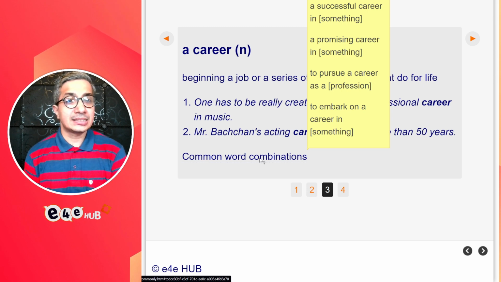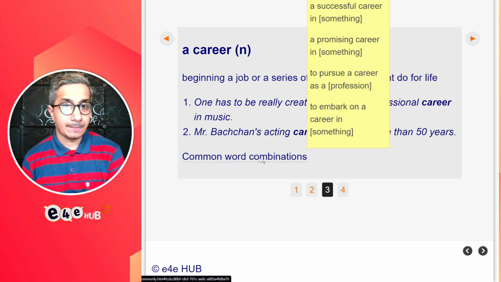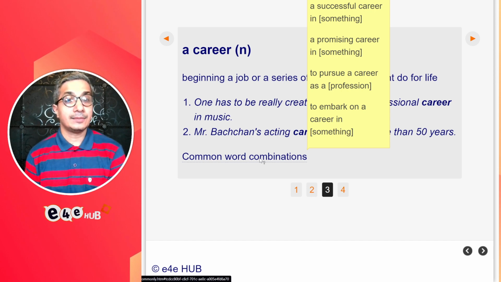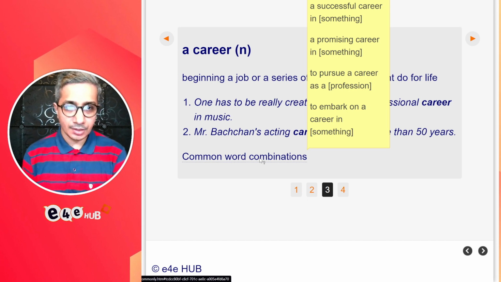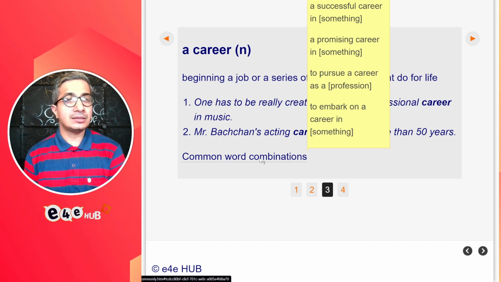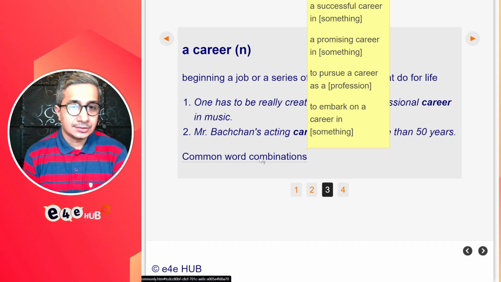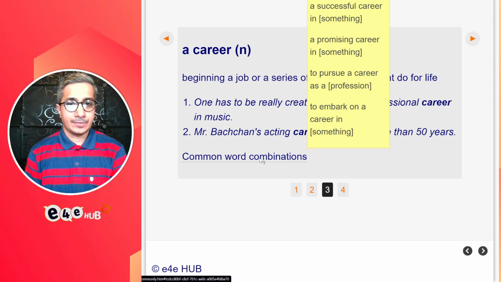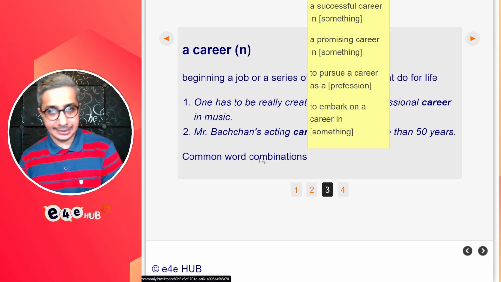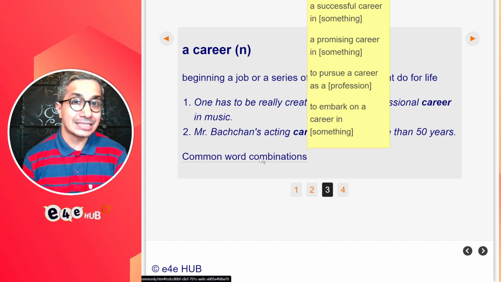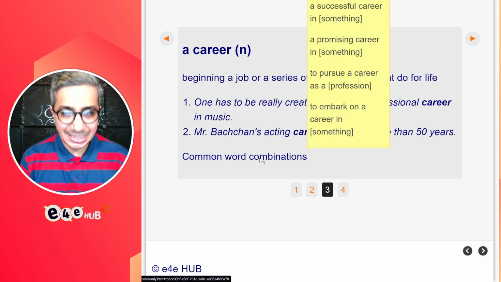We use one verb with career a lot, and that is to pursue a career as a. To pursue a career as a profession. Profession can be a doctor, a lawyer, a scientist, a manager, a director, an actor, so on. So whatever goes in that slot has to be the role that you play professionally. To pursue a career as an actor, as a doctor, as a lawyer, you will not say to pursue a career in something. To pursue a career as a medical professional, as a nurse.